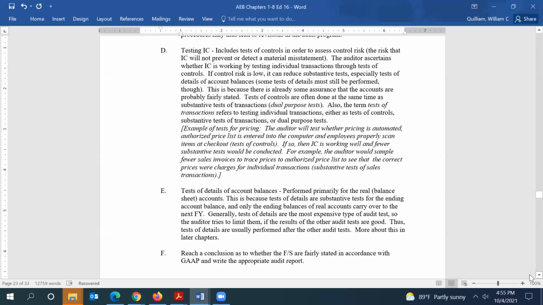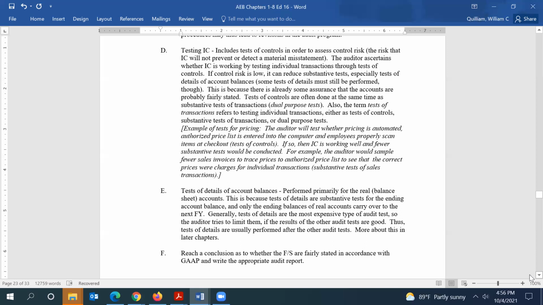Then E. The next phase, we usually try to save it until after the other tests, is tests of details of account balances. We try to save these until after the other tests because we're hoping that we're going to be able to reduce tests of details a little bit. They're usually quite expensive. So those accounts receivable confirmations sent to individual customers, if we can reduce the number of those, we've saved the client a lot of money. We hope we can, because we hope that those earlier audit tests turned out good.